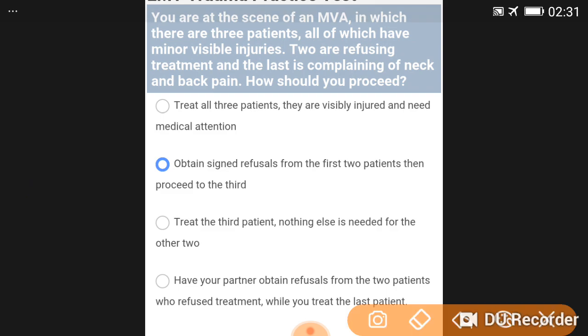You are at the scene of an MVA in which there are three patients, all of whom have minor visible injuries. Two are refusing treatment, and the last is complaining of neck and back pain. How should you proceed? In such a case, obtain signed refusal from the first two patients, then proceed to the third.